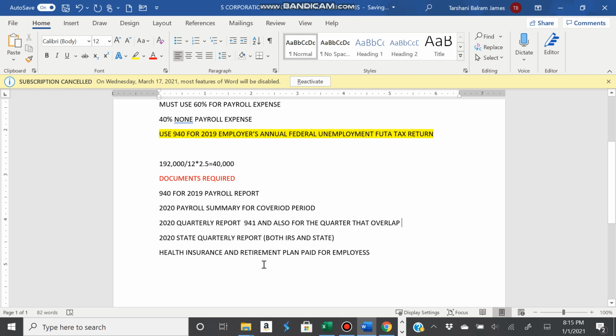Also, we would need 2020 state quarterly report, both IRS and state, and for the quarters that were overlapped by our cover period. Health insurance and retirement plan for employees. That's your employer contribution to health insurance and retirement plan. You need to have evidence, whether you have a receipt, what sort of documents to prove that you were paying these expenses, and you will need to upload it.